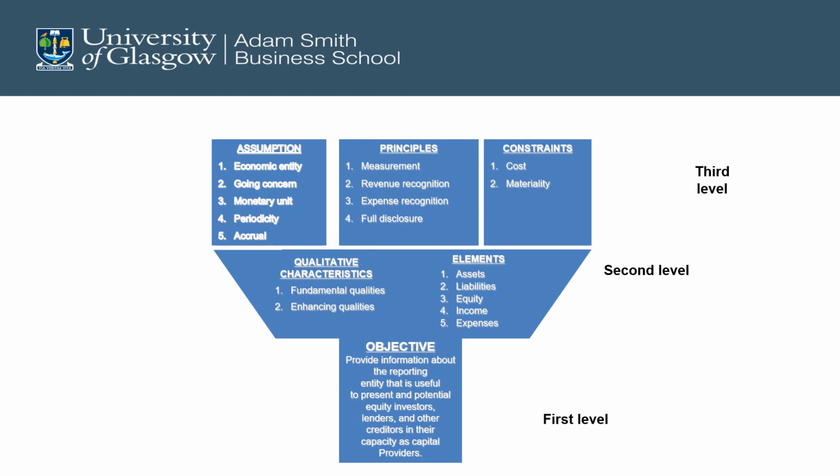We could divide these 8 chapters into 3 levels. The fundamental core part is the objective of financial reporting. The second level is the qualitative characteristics and the elements of financial statements. The third level would touch on assumptions, principles, and constraints.